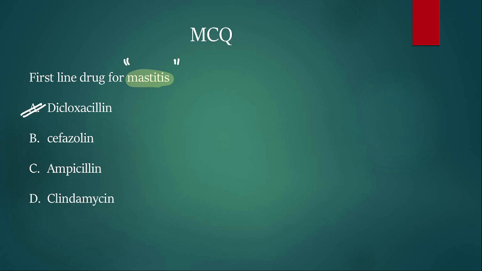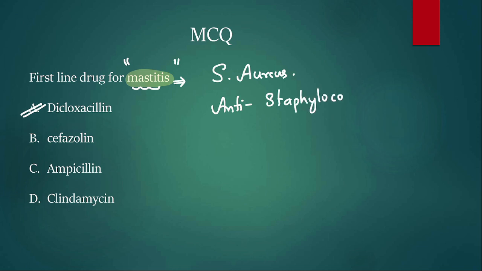And why? Now, mastitis or breast abscess, the first thing we do if there is a breast abscess is incision and drainage. But if there is still mastitis, we have to start the antibiotic. And the most common organism which causes this is Staphylococcus aureus. So for Staphylococcus aureus, we need to give anti-staphylococcal penicillins. These are the first line drugs.